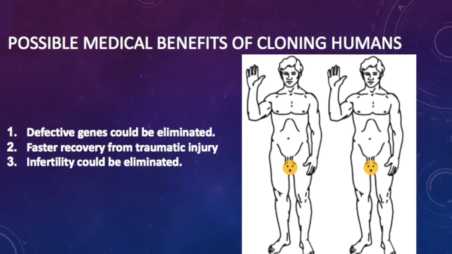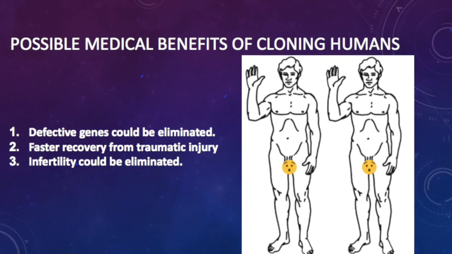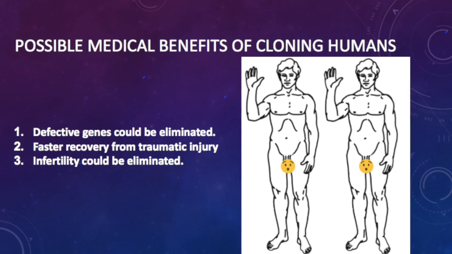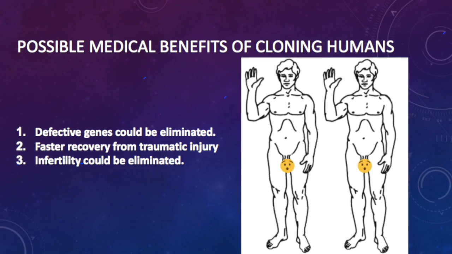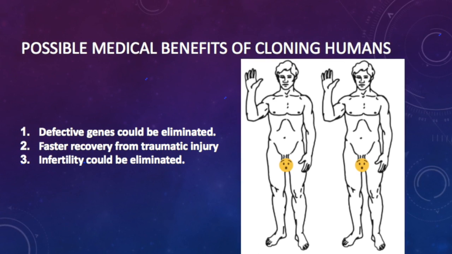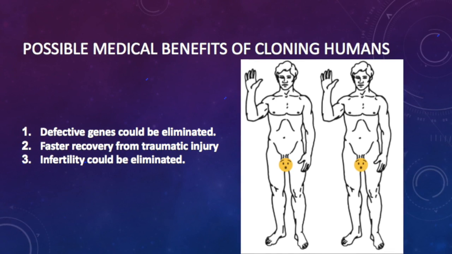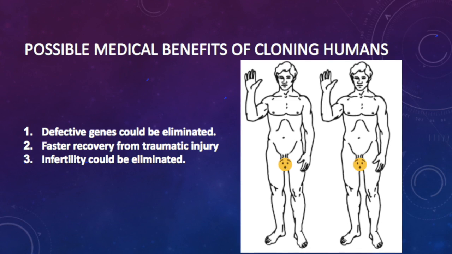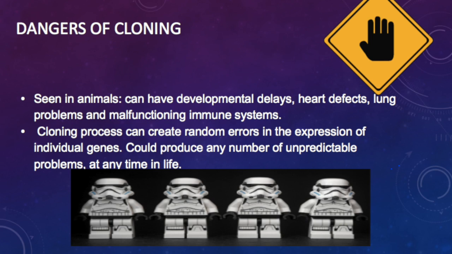Second, faster recovery from traumatic injury. Recovery times could be decreased and true healing could occur thanks to the cloning of their own cells to help the recovery process. Third, infertility could be eliminated. This would create the opportunity for an infertile couple to experience the joys of having a family without enduring the painful infertility procedures that are common today.